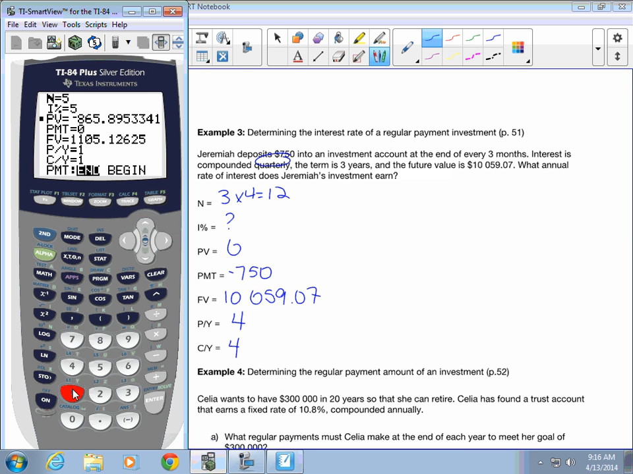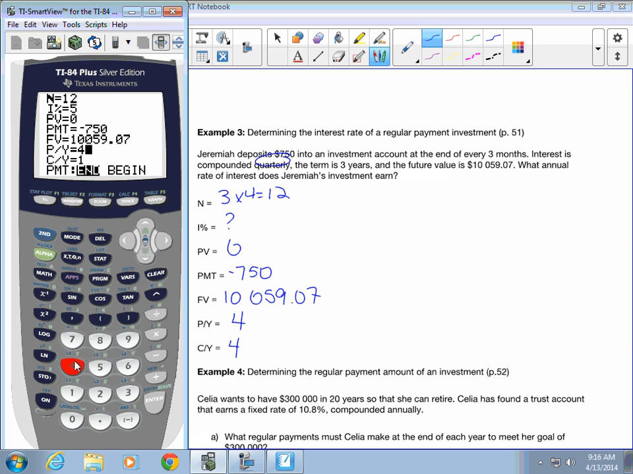N is equal to 12. Don't know the interest rate, so we can just skip over it. Present value, he started at 0. His payments, he's putting in $750, so remember it has to be a negative. Future value was $10,059 and 7 cents.